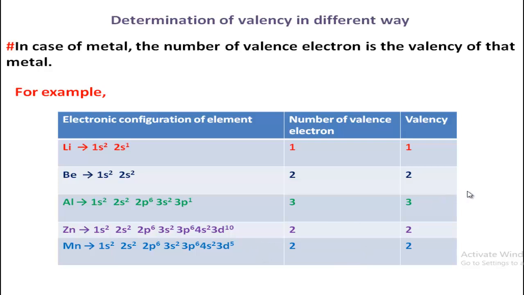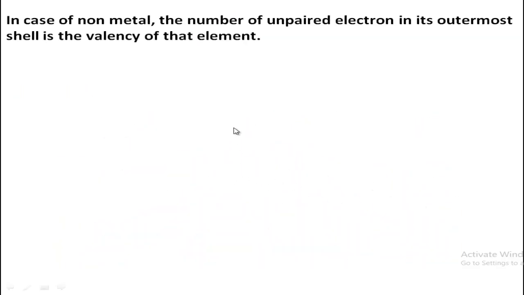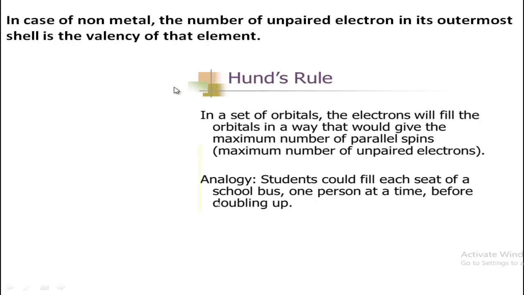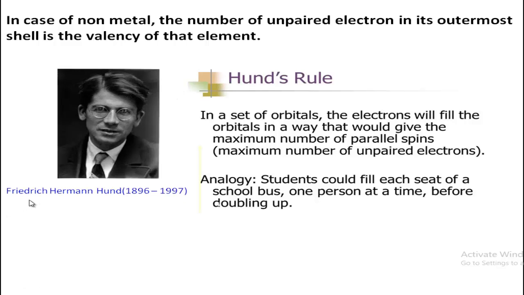Now we will see the process of determining the valency of a non-metal. In the case of a non-metal, the number of unpaired electrons in its outermost shell is the valency of that element. The number of unpaired electrons. This is a new term to you. To understand this, we will follow Hund's rule, which was given by the scientist Friedrich Hermann Hund. What is Hund's rule?